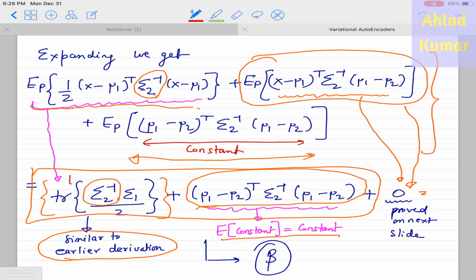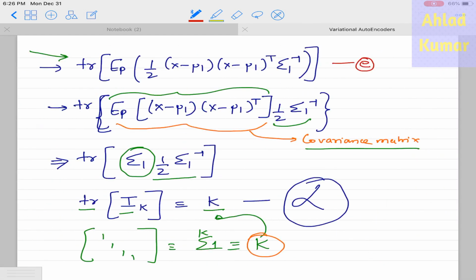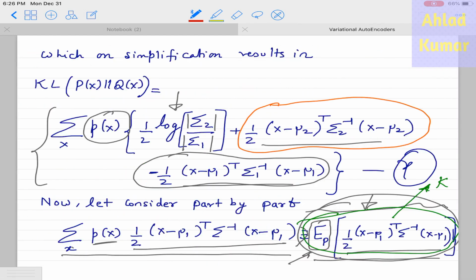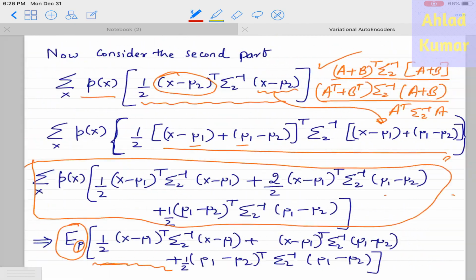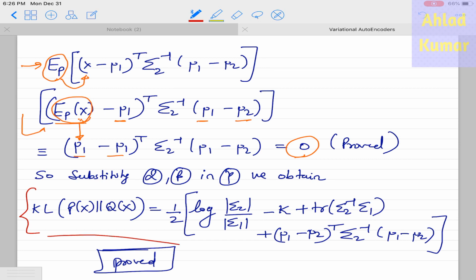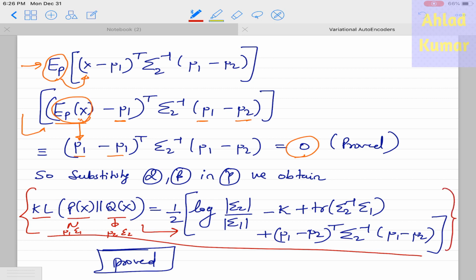Once we substitute this and this into this expression, we obtain this. You can check by substituting, and you will obtain this. So we have proved the KL divergence for the two Gaussians, p(x) having mu1 and sigma 1 as the mean and covariance, and q(x) having mu2 and sigma 2 as the mean and covariance, results in this expression. This is a very important expression because it will be used in our interpretation of variational autoencoders.